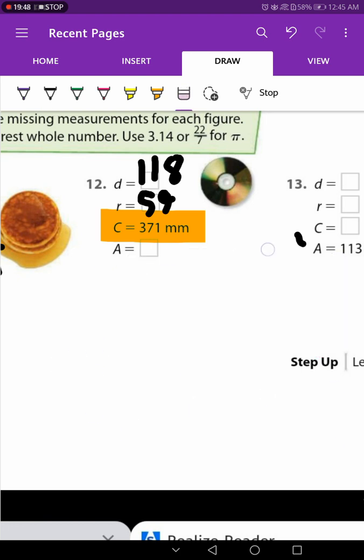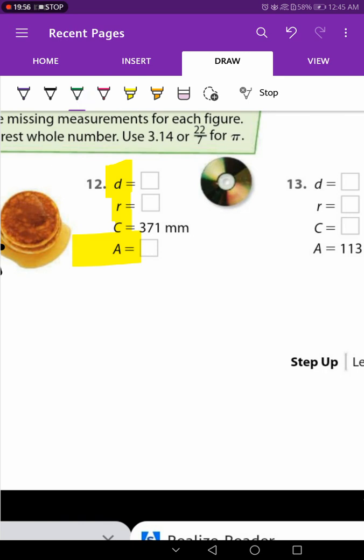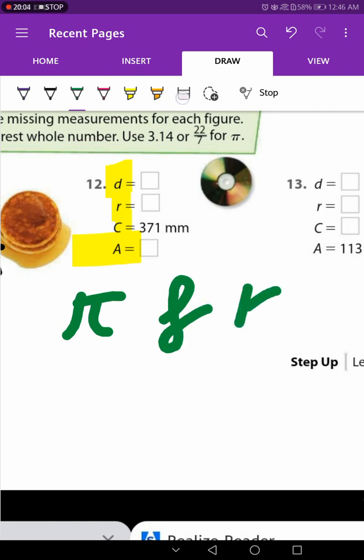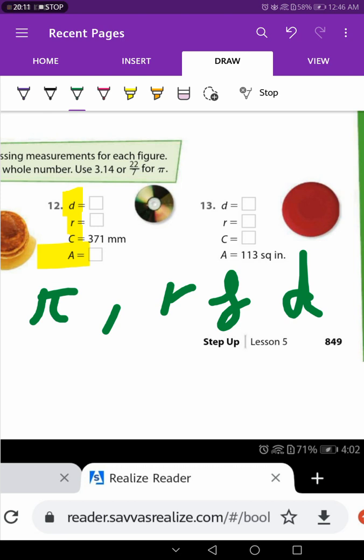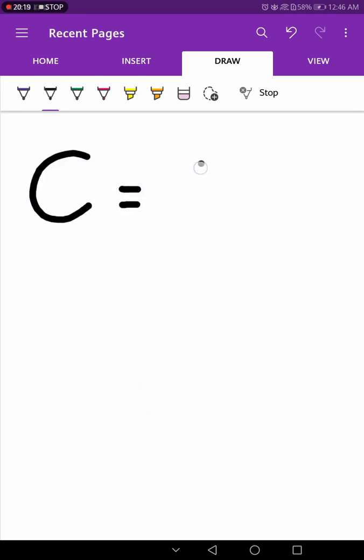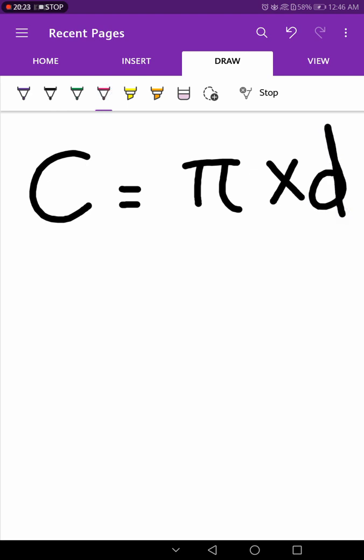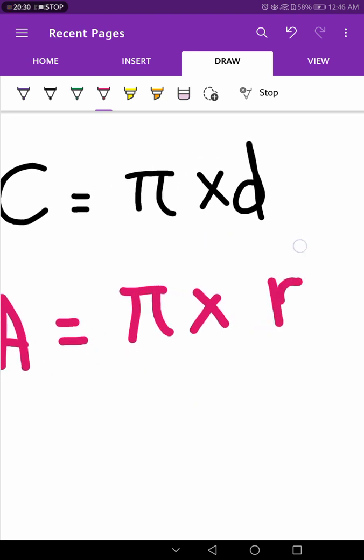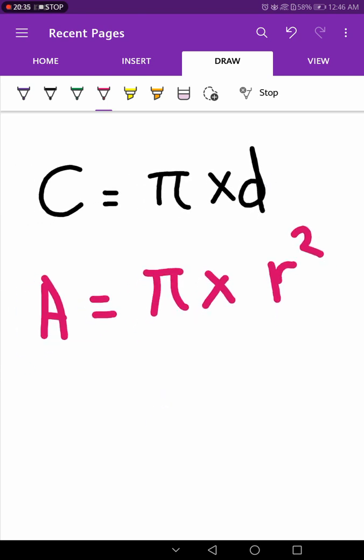Now we find the relation between the D and the R and the C and the A. All of them revolve around pi and R and D. Okay, my dear students, let me revise what we learned. The circumference, we find it as pi multiplied by D. And the area, we find it as pi multiplied by R square. This is all about the area and the circumference and the relation between the D and the R and the circumference.